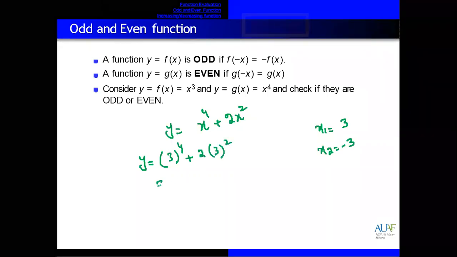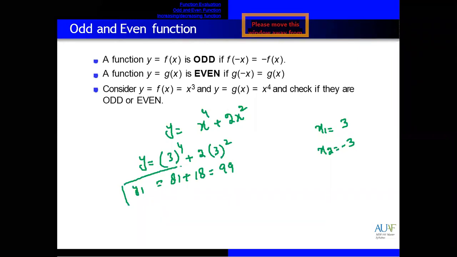So equal to what? 3 power 4 equal to 81, plus 3 square, 9, multiplied by 2 equal to 18. So 81 plus 18, I think, equal to 99. So first, when x is equal to plus 3, the function is equal to 99.